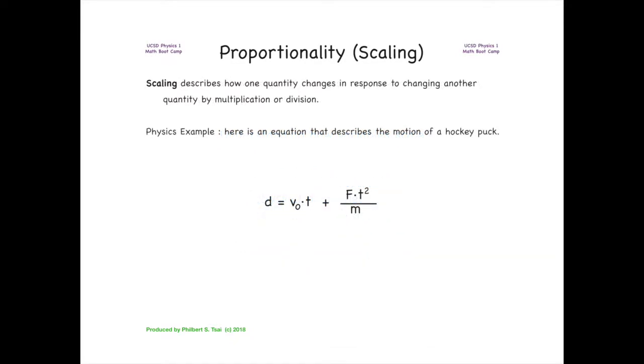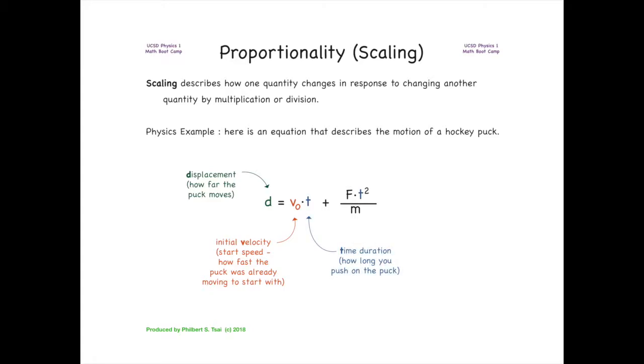Let's take a physical example. Here's an equation that describes the motion of a hockey puck on a frictionless surface like an ice rink. D stands for the displacement, how far the puck moves. This symbol V0, or V-naught, is the initial velocity. It's the start speed. How fast is the puck moving to start with?